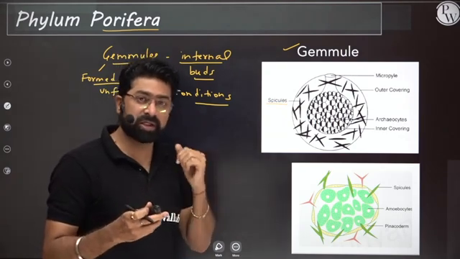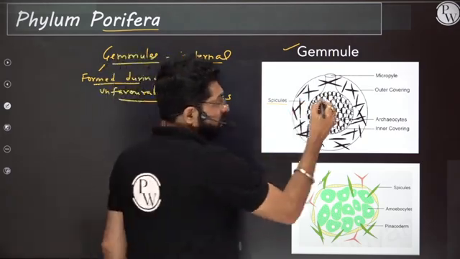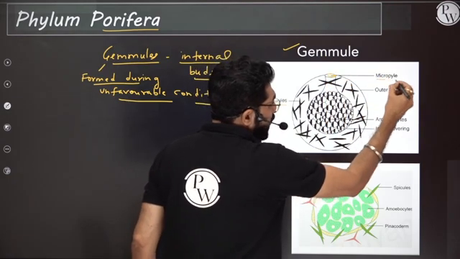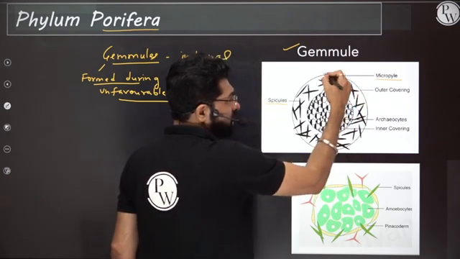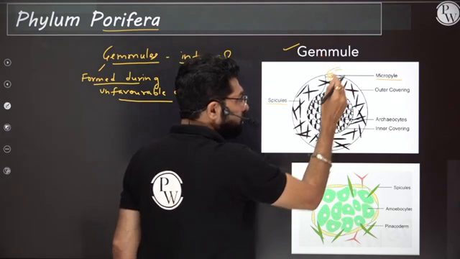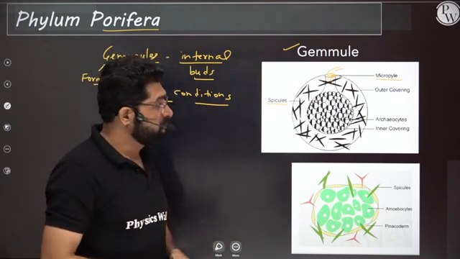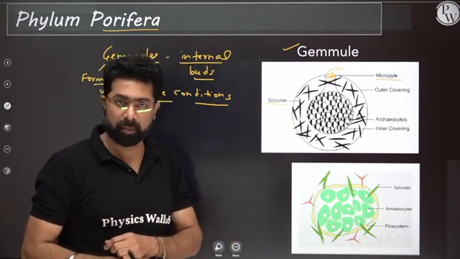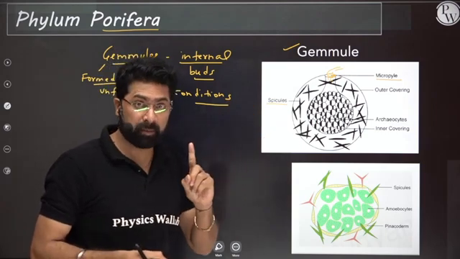When the favorable conditions arise, these archaeocytes are going to come out through a structure called the micropyle. Through the micropyle, this will open. There is an operculum over this. So this operculum, or the lid, will open, and the archaeocytes are going to come out of the micropyle, and each and every archaeocyte is going to give rise to a new sponge. Is it okay? So it is a type of internal budding, please remember.